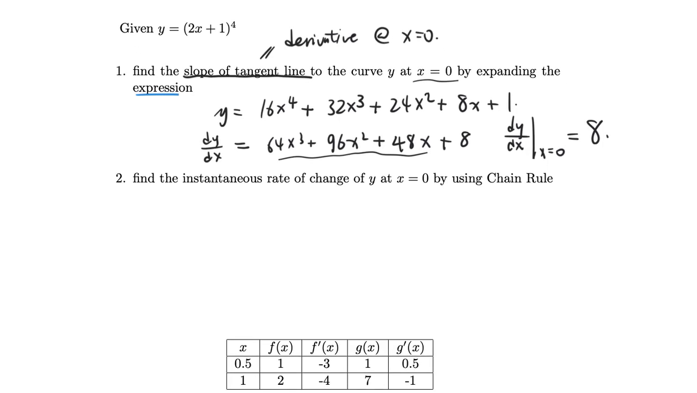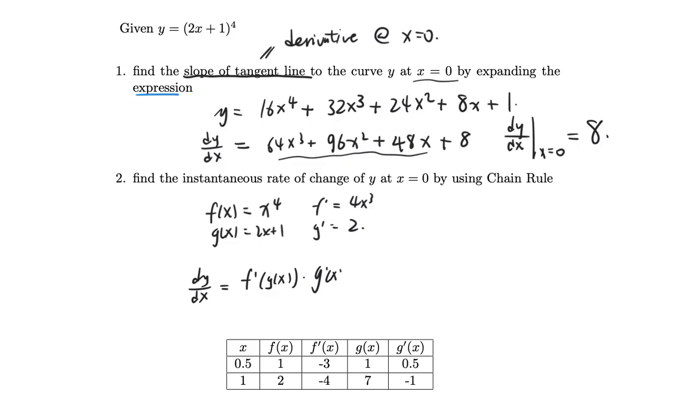So on the other hand, we have the chain rule. So here we can note that we can let f of x be equal to x to the fourth and g of x be equal to 2x plus 1. So then f prime is equal to 4x cubed and g prime is equal to 2. So then here with the chain rule, we can find dy over dx is equal to f prime of g of x, times g prime of x. And that would be 4 times g of x cubed times g prime of x. So just like this.